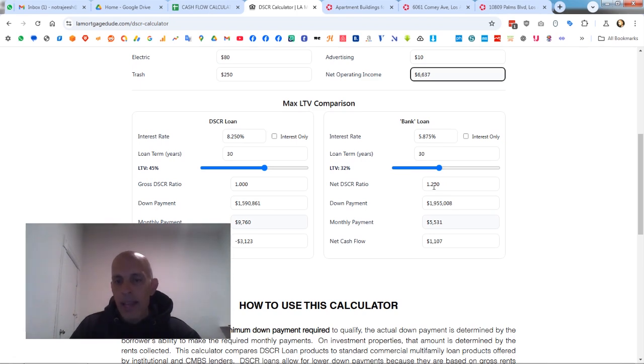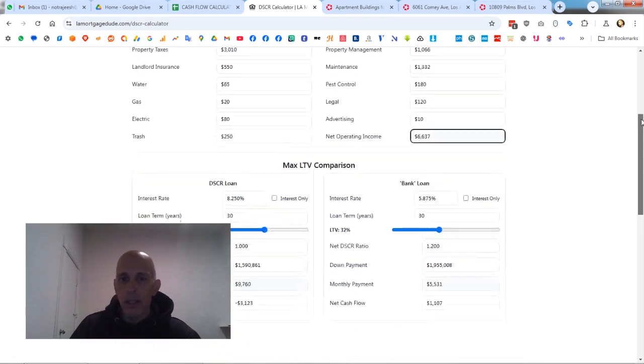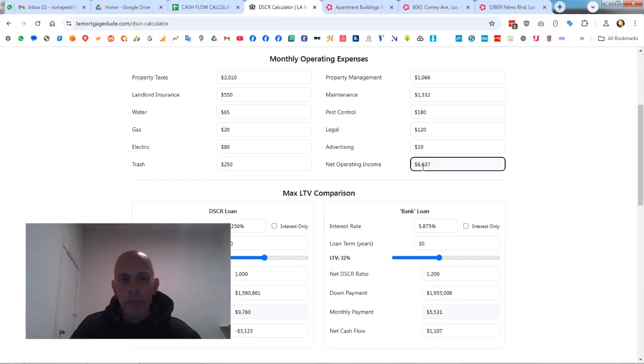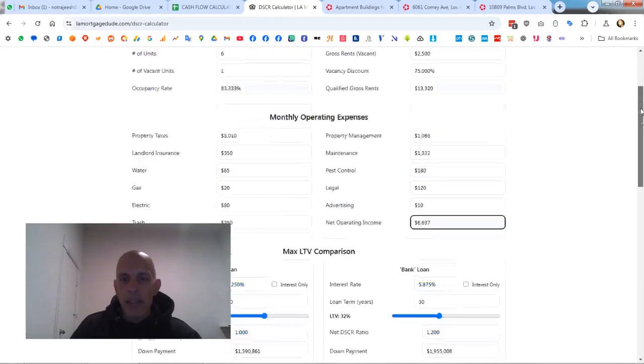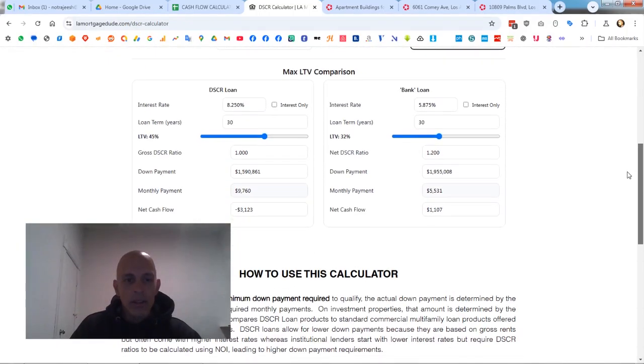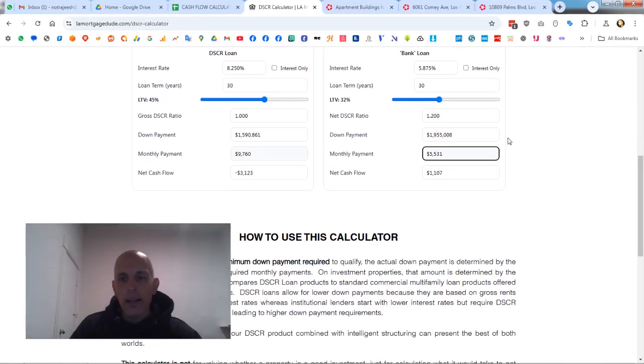And the way that DSCR ratio is calculated is by looking at the net operating income divided by just the P&I payments, just the monthly mortgage payments right here. And that has to equal at least 1.2 or higher. Whereas on a DSCR loan, it has to equal 1.0 or higher when we go the non-QM route and get the lower interest rates.